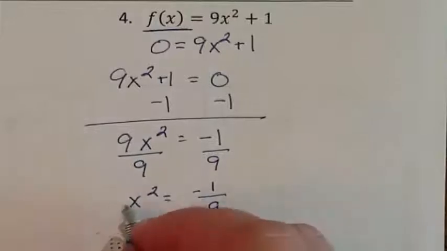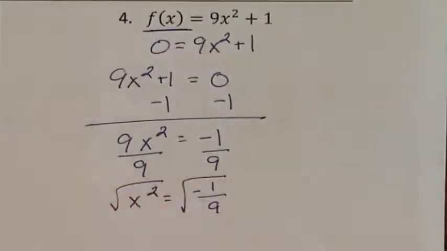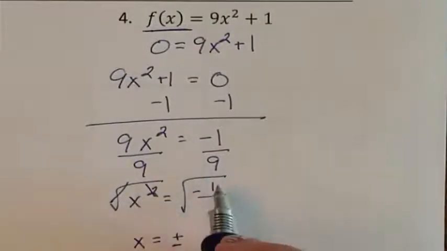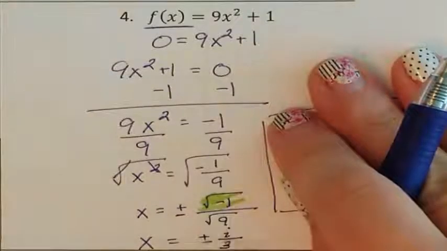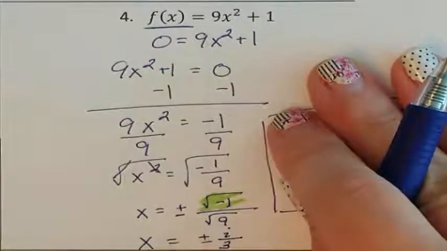I need the x by itself, so we're going to take the square root of both sides. The square root of x squared gives me x. I chose to take the square root, so I need a plus or minus. Taking the square root of a fraction, you have the square root of the numerator all over the square root of the denominator. The square root of negative 1 is i. The square root of 9 is 3.